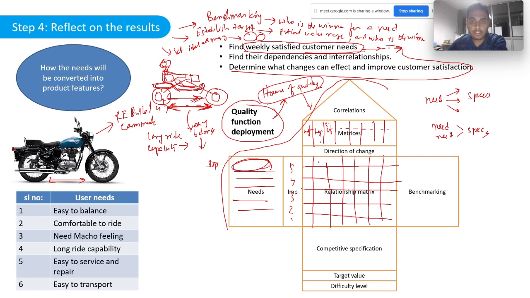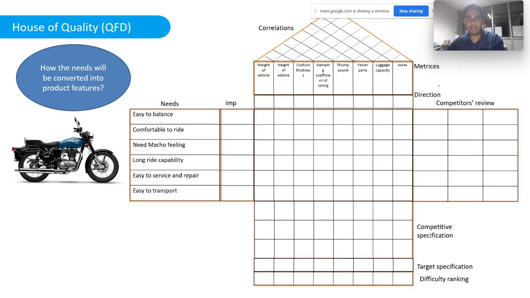which specs we need to fulfill. According to their importance, we graphically mark them. For example, let's go to the next page. This is the house of quality matrix.